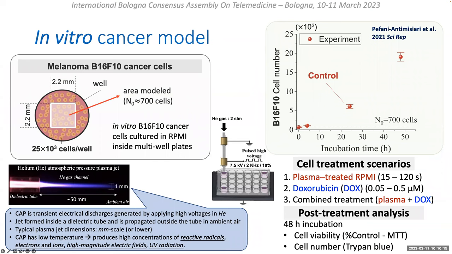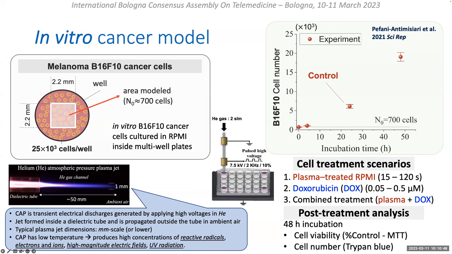For those not familiar with cold atmospheric pressure plasma jet, it is in principle electrical discharges generated by applying high voltages in noble gases, as illustrated in the figure on the left, which depicts a helium plasma jet from inside the electric tube. In this study, we considered in vitro experiments on murine melanoma cancer cells, cultured in RPMI medium, inside multi-well plates. Apart from the unobstructed cell culturing experiments, that is to say the control ones, three treatment scenarios were carried out as well.